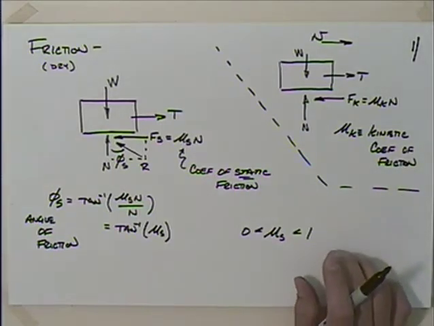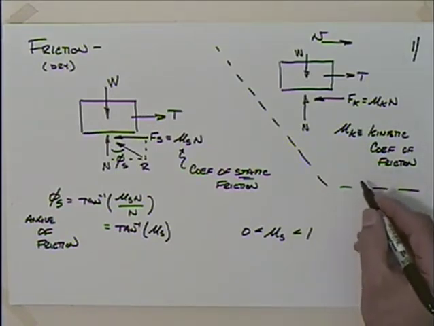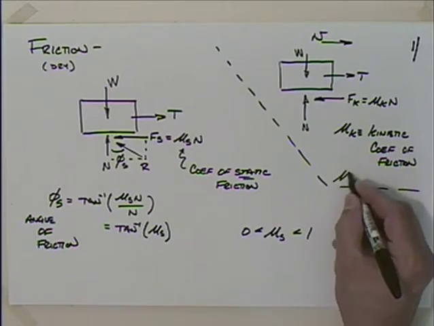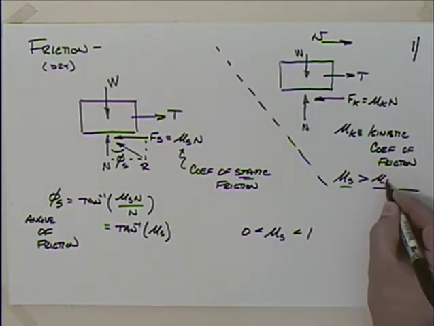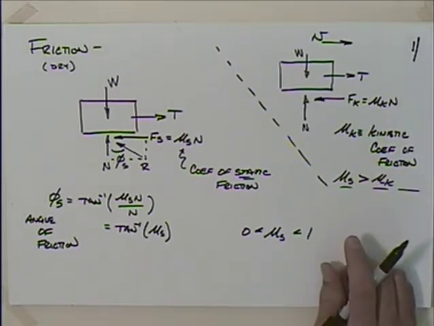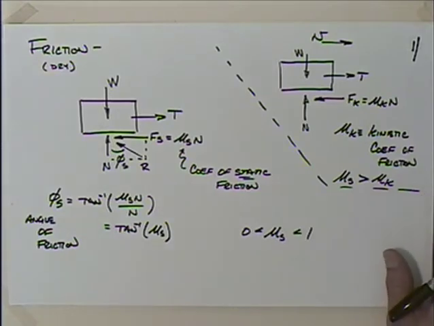Okay, our kinetic coefficient of friction. One thing I'll tell you is that the static coefficient of friction is almost always greater than the kinetic coefficient of friction. If you've ever tried to get a heavy box that's sitting on a warehouse floor moving, it's a lot easier to keep it moving than it is to get it moving.